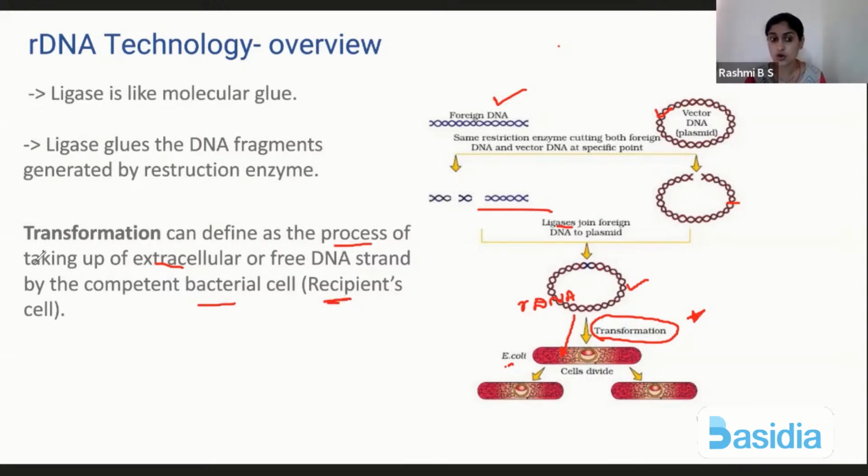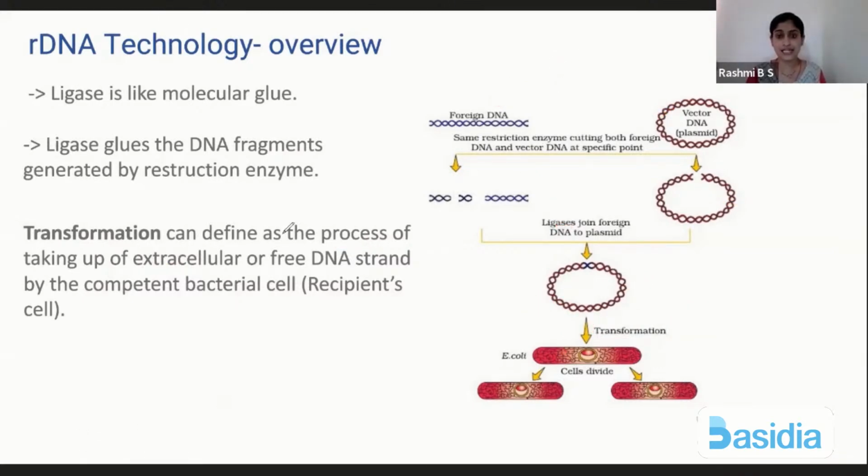Recipient cell, also called competent cell. Competent cell means the cell which is ready to take the extra DNA, like my students in this class are competent students. What is meant by competent? Yes, they have the ability to take whatever I'm teaching them. Okay, competent. You should be competent. Competent means what? You should take up the things inside you, right? Yes, so the same way here, the bacteria which is taking the foreign material is called competent bacteria.